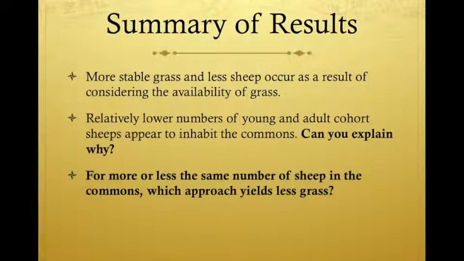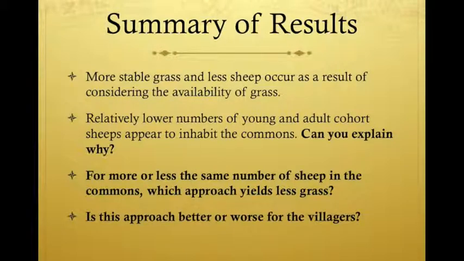Another question I'd like to ask you to explore is: for more or less the same number of sheep in the commons, which approach yields less grass? Think about that. Look at the simulation results. And ultimately, is this approach better or worse for the villagers? Would you rather have a more stable commons in terms of grass and sheep, or a fluctuating commons with grass that goes up and down, but maybe yields more sheep when it does? Think about that.